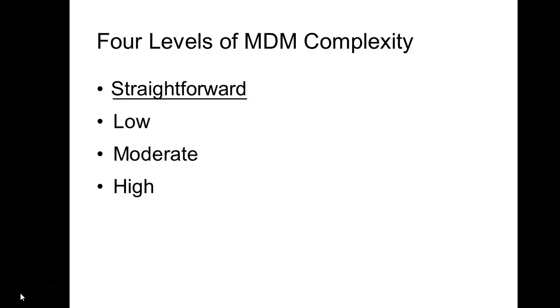While history and exam use the terms problem-focused, expanded problem-focused, detailed, and comprehensive, medical decision-making uses four other different terms: straightforward, low, moderate, and high. If you look on page 10 in your code book, you will see the table of medical decision-making that labels this out for you.